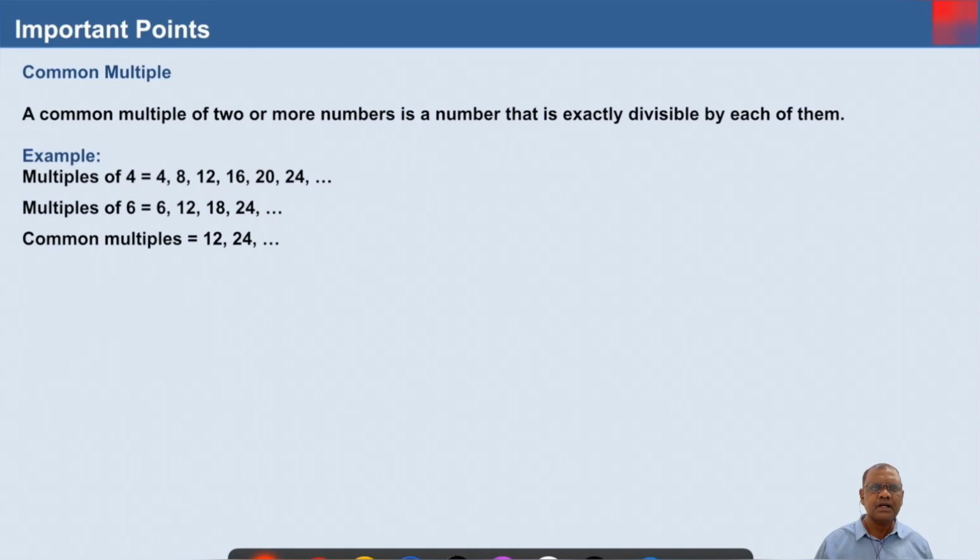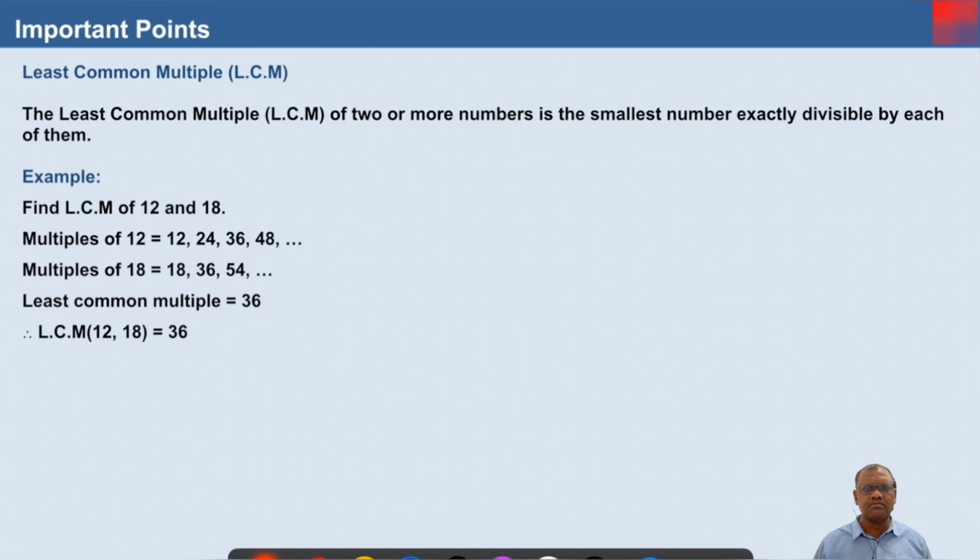Next, common multiple. A common multiple of two or more numbers is a number that is exactly divisible by each of them. So, for example, multiples of 4: 4, 8, 12, 16, 20, 24, etc. So, there are infinite number of multiples. Similarly, multiples of 6: 6, 12, 18, 24 and so on. So, what are common in both? 12 is common, 24 is common and so on. So, these are the common multiples for both 4 and 6.